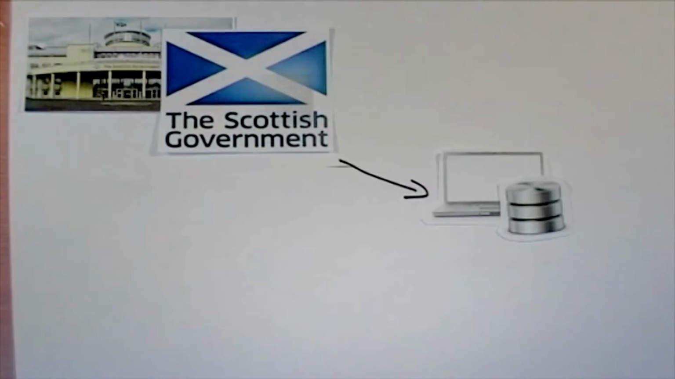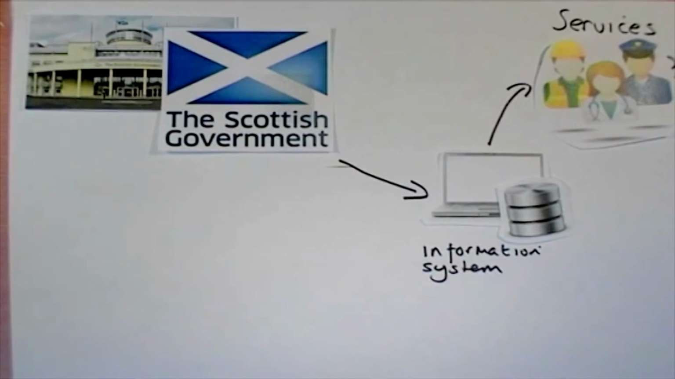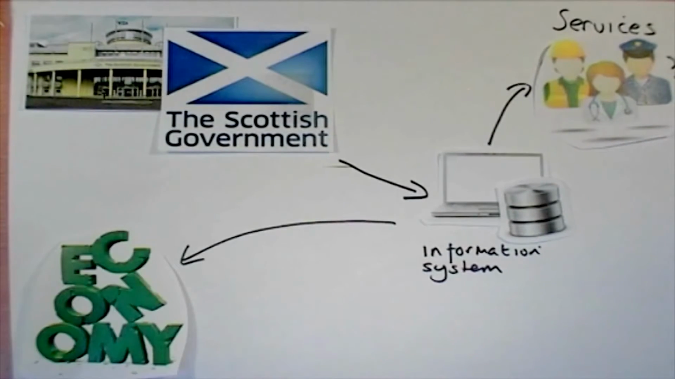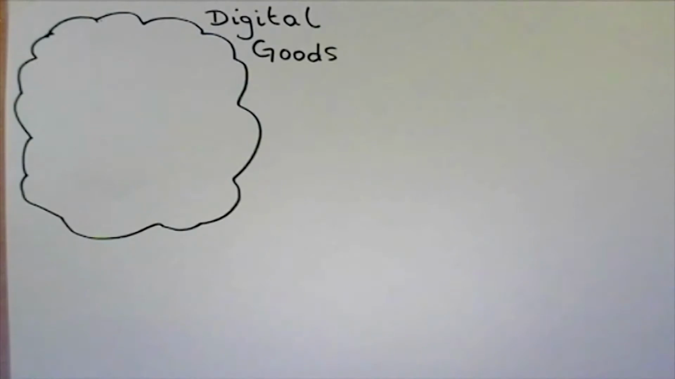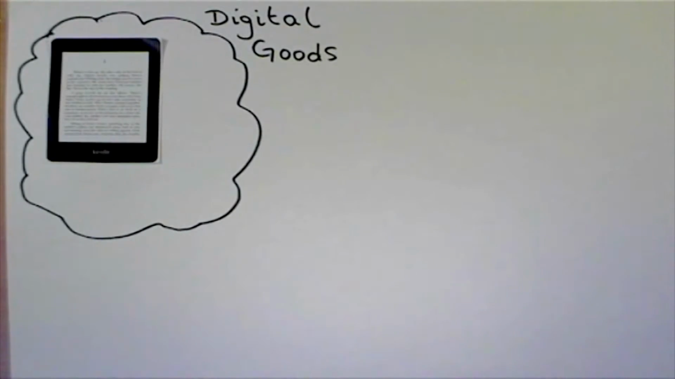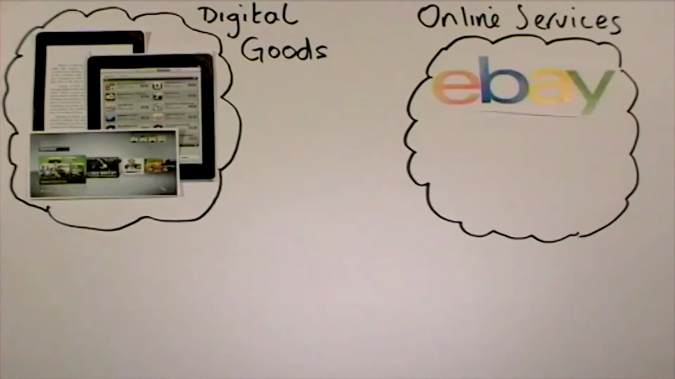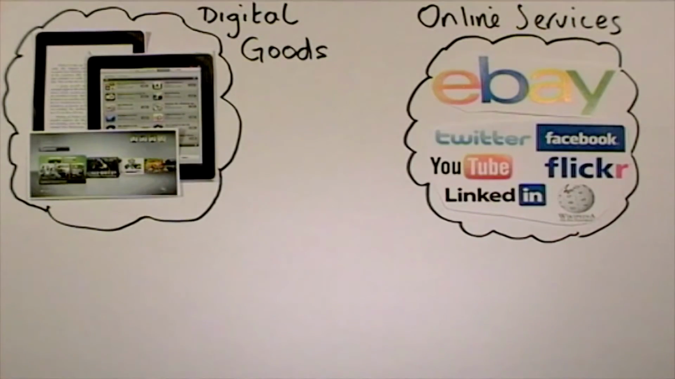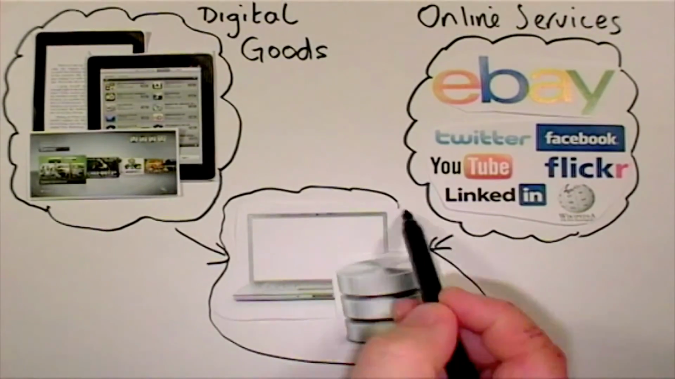Governments use information systems to provide services cost effectively to citizens, to manage the economy, and to gather taxes. Digital goods, such as electronic books and software, and online services, such as auctions and social networking, are all provided by and operated by some kind of information system.